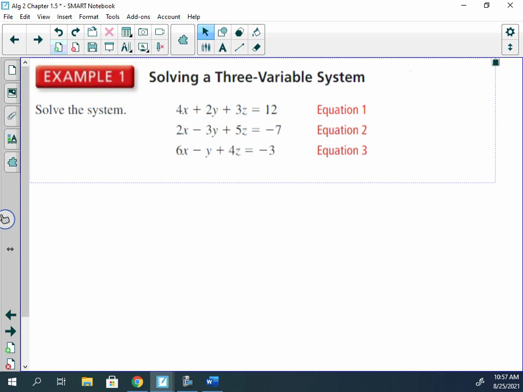Or if we look at z, 3z, 5z, and 4z, okay, that's a little bit trickier to try to get those to be the same. Because when we talk about elimination, we want the variables to be the same, to have the same number in front of them, so that we can either add or subtract them together and get 0. If we're eliminating something, we want it gone. But what would be the easiest one to choose?